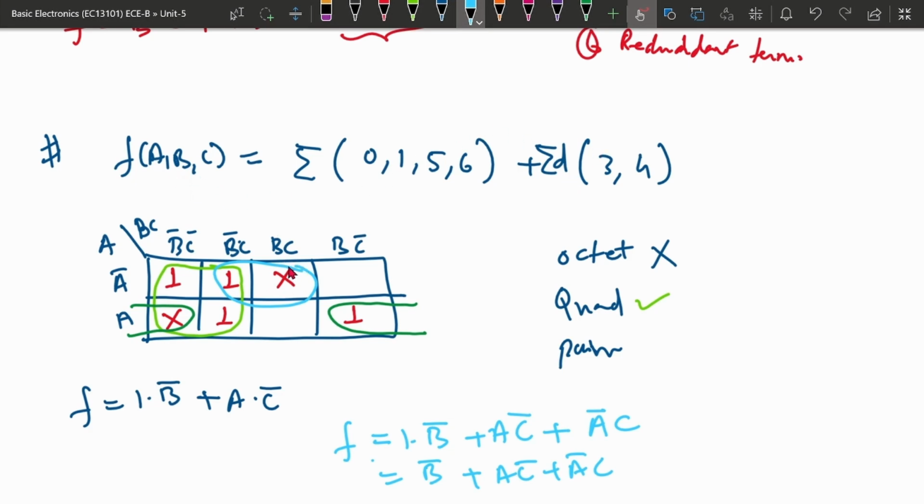So to make the pairing, we will consider a don't care only if it is able to make an octet, quad or pair to reduce the function. We cannot consider a don't care with another one if that particular one has already been considered. So this is a redundant term, and we will be neglecting this redundant term. Okay, so I hope you have got the point.